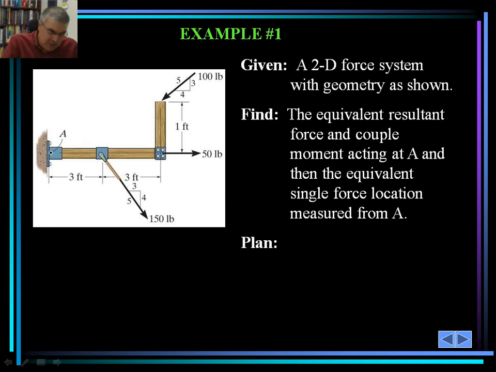In this particular example, a 2D force system with the geometry as shown is given. We would like to find the equivalent resultant force and couple moment acting at A, and then the equivalent single force location measured from A. Okay, and so make sure to understand what we are actually looking for.